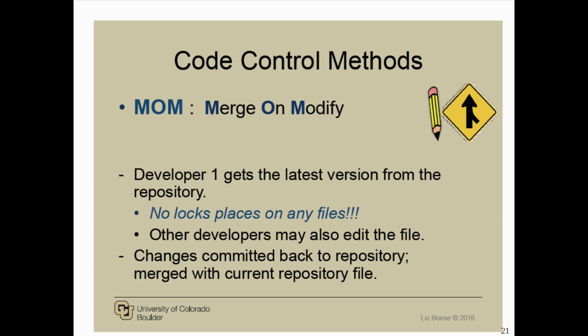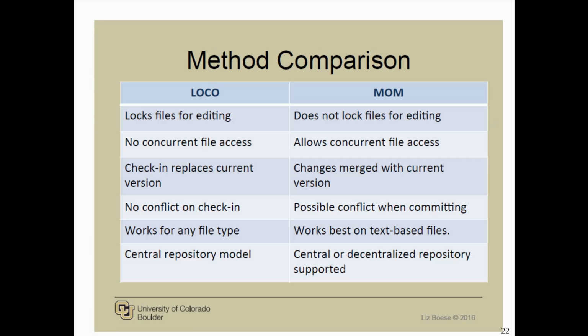Then we have merge on modify. Developer 1 gets the latest version of the repository. No locks are placed on any files. Other developers may edit the file. Changes committed back to the repository are merged with the current repository. So whenever these get pushed back in, you can have merge conflicts. DVCS is merge on modify, Git is merge on modify, and we'll look at merge conflicts a little more.